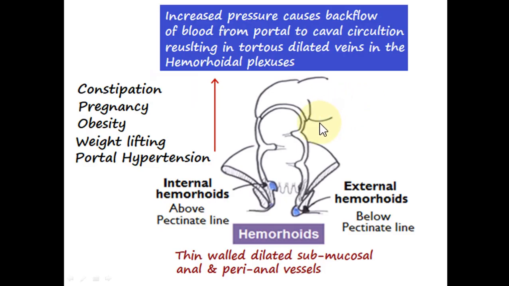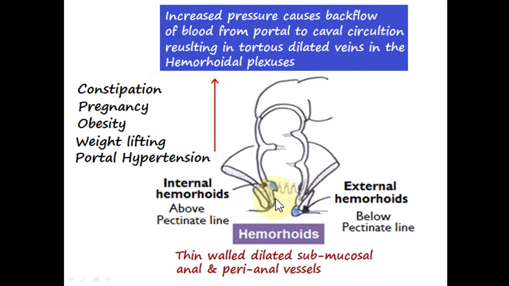Hemorrhoids are actually enlarged, tortuous, dilated veins in the internal or external hemorrhoidal plexuses. So hemorrhoids may be internal or external. When they are above the pectinate line, we call them internal hemorrhoids, and if they are below the pectinate line, we call them external hemorrhoids. Hemorrhoids are thin-walled, submucosal, dilated veins in the anal and perianal regions.